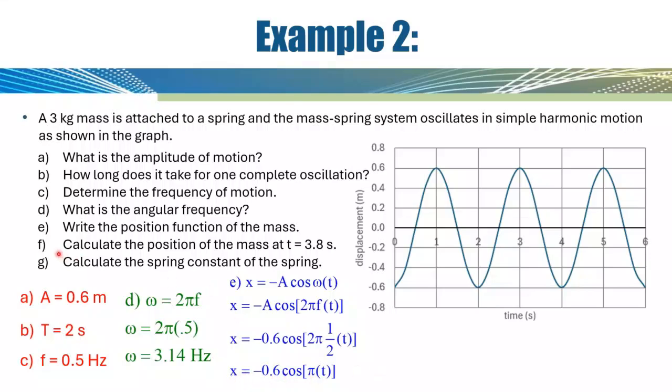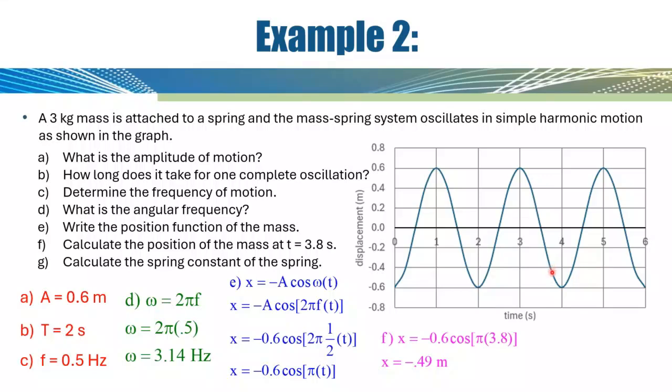All right, the next thing is letter F, calculate the position of the mass at 3.8 seconds. So let's do a little predicting first. So 3.8 seconds, there's 3.5, 3.8. So I think it's going to be something negative down this way. So I'm just going to use my position function that I just wrote. And I'm going to plug in the time of 3.8 times pi, take the cosine of that, times negative 0.6. And I get negative 0.49 meters. So yeah, that kind of makes sense. I can see that right there on my graph.